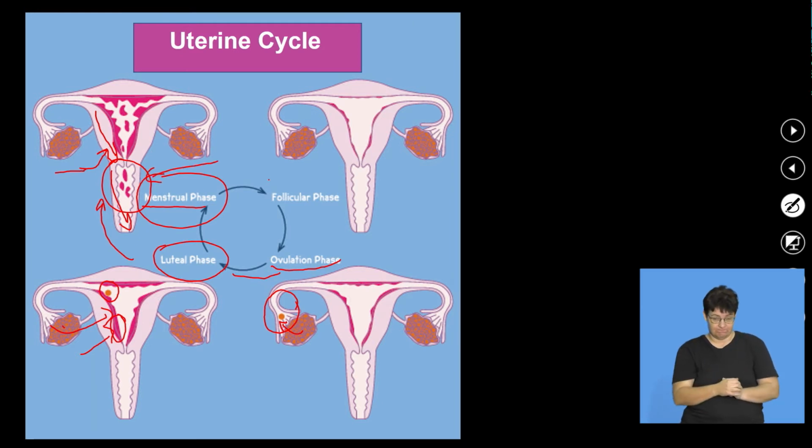If we look at the next phase, the follicular phase, this again goes back to the development of a new follicle within the ovary.